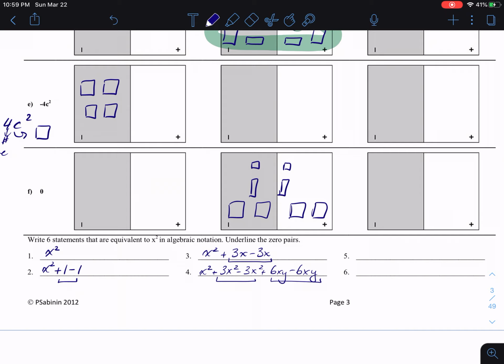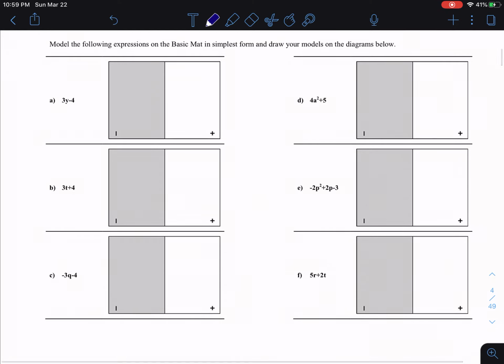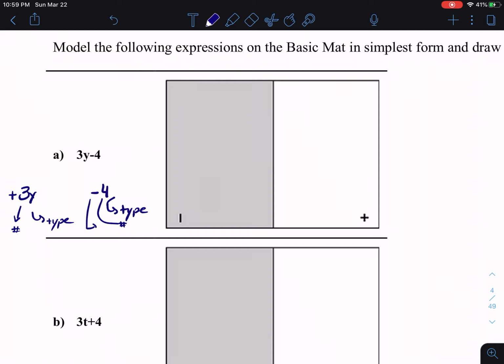Now, let's do a couple more examples. And I'm not going to model them with the Algeblocks. I'm just going to draw them here. So, let's take a look at 3y minus 4. So we have a 3y and a negative 4. So we need the y's. This is the type. This is the number, and it implies that it's positive. This is the type. That's the number. And this is location.